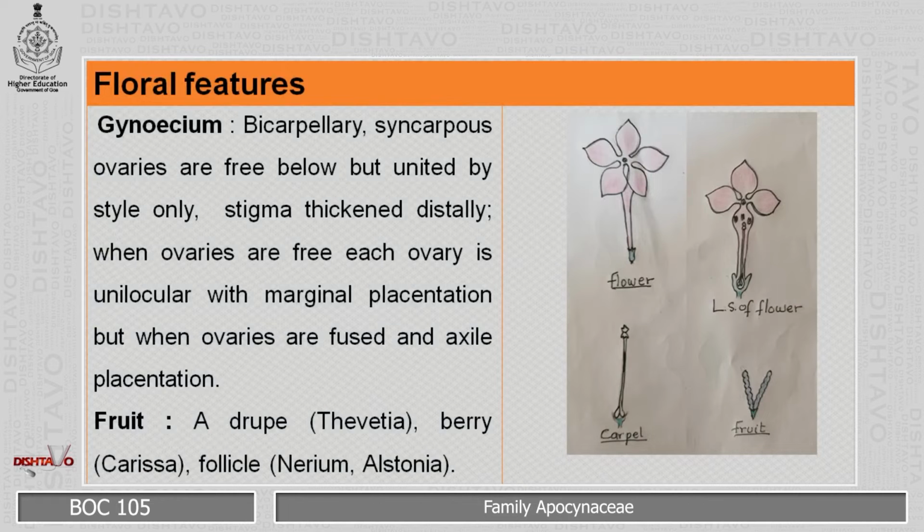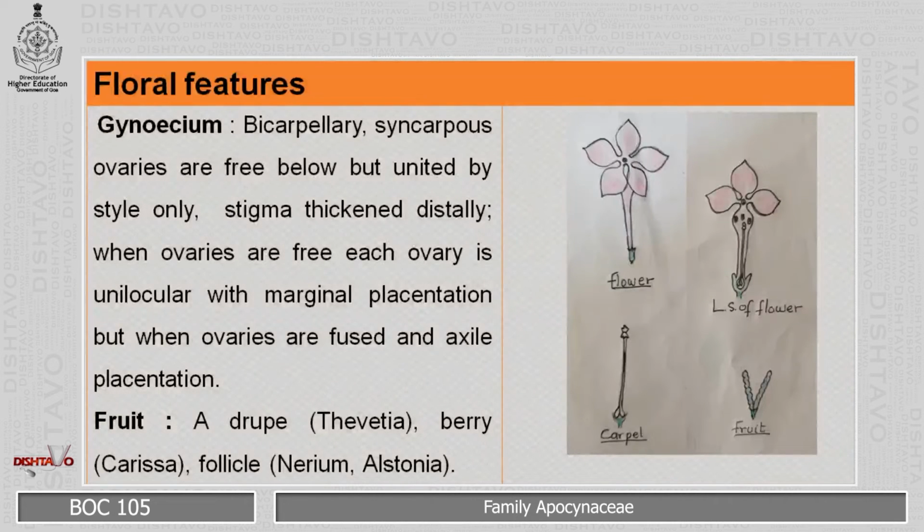So we have a syncarpous bicarpellary ovary, but if you look at the ovary, you will find both the ovary lobes down below are free, but they are attached to the style. The styles are fused. So the stigma here is thickened and it forms an hourglass shape, as in case of Vinca, and the ovaries are fused with axile placentation.